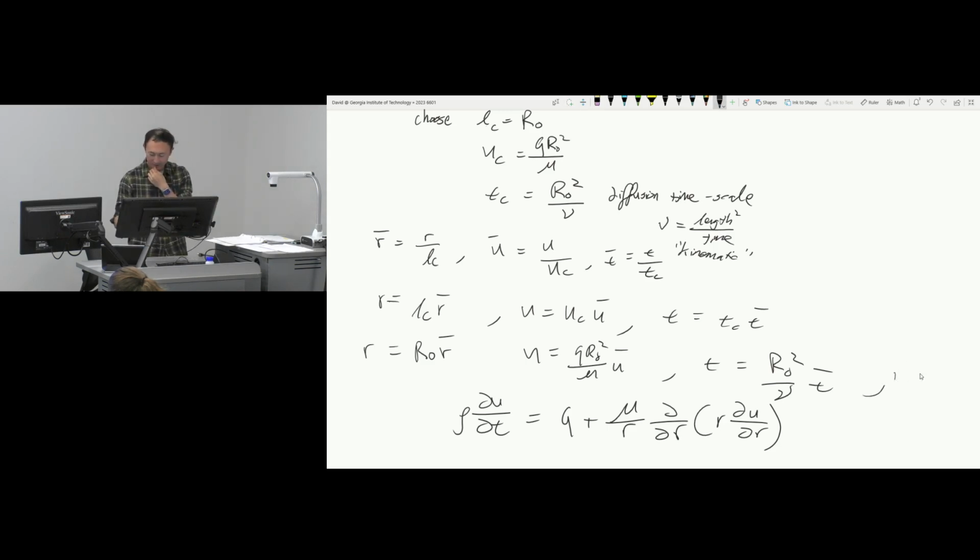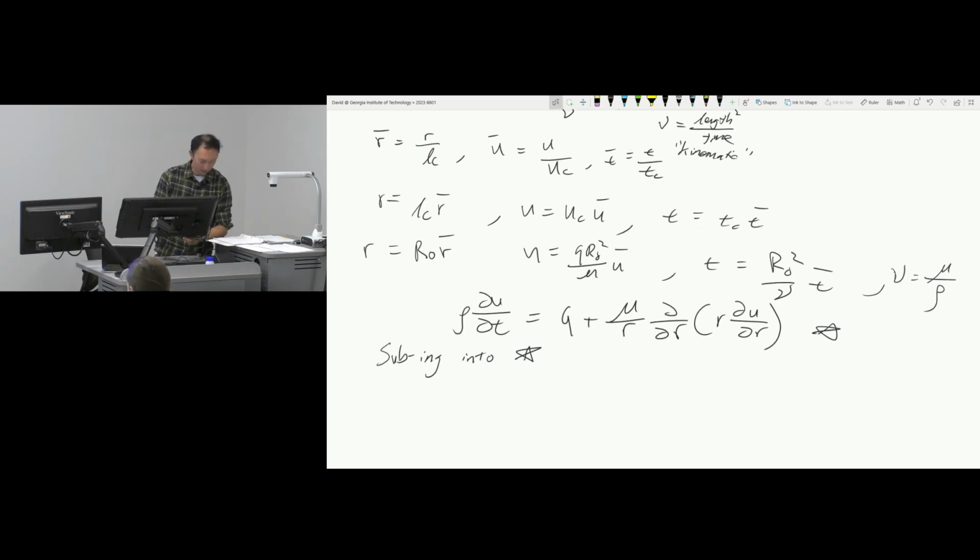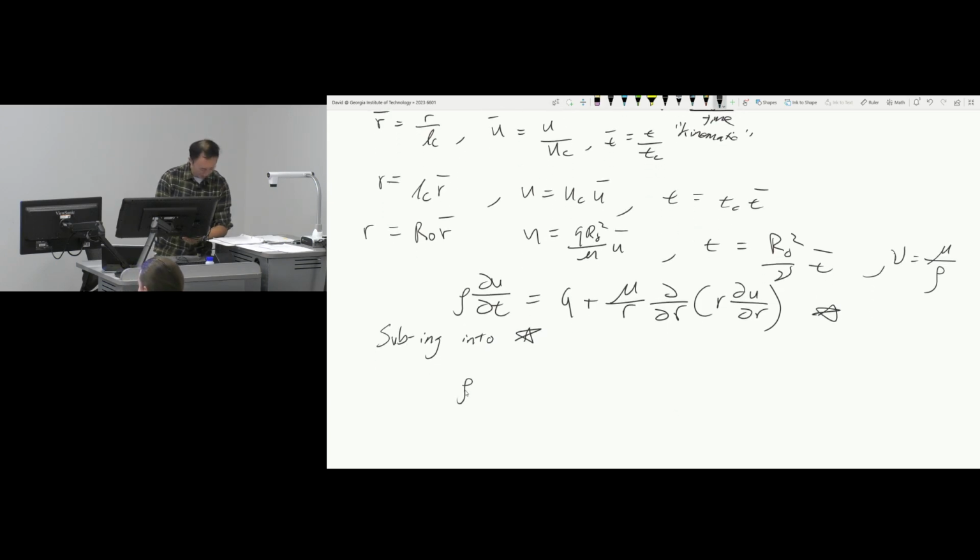And you can use this idea that nu is equal to mu over rho. Or this is star. So subbing in these length scales, you should get the following.